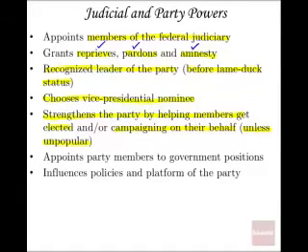And so the President of the United States appoints party members to government positions through patronage. And they basically influence policies and the platform of the party. Now again, they might not have a huge impact, but the president, as the President of the United States, can frame certain issues and put emphasis on certain things that if you're not president, you simply can't do.